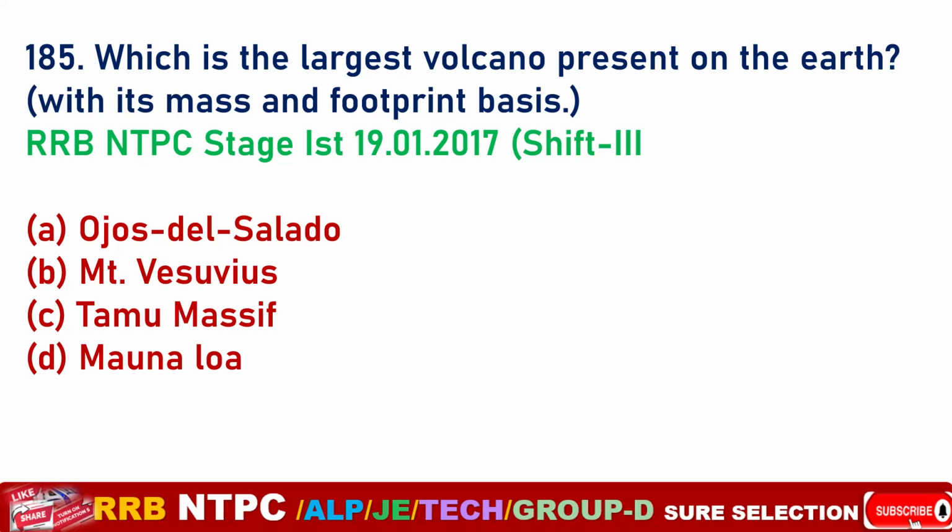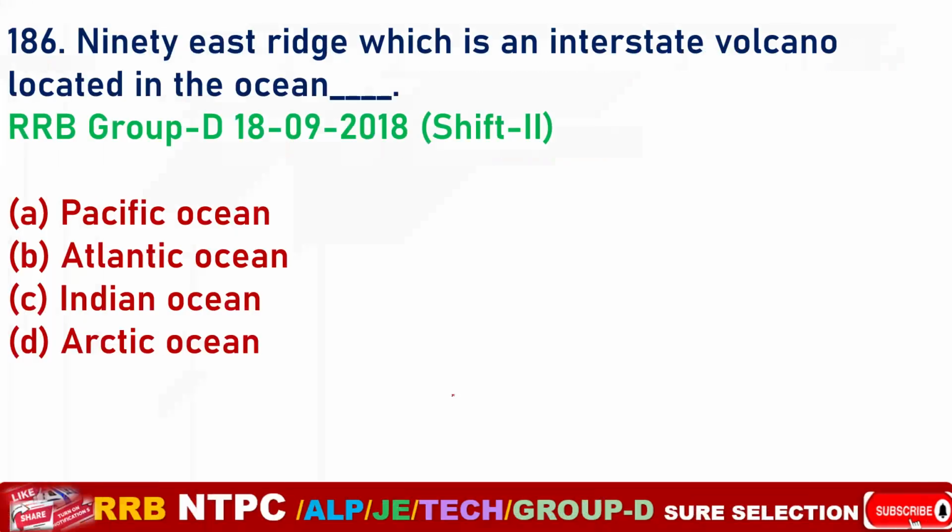Which is the largest volcano present on the earth on the basis of its mass and footprint? That is Tamu Massif. Ninety East Ridge is an interstate volcano located in the ocean, in the Indian Ocean.